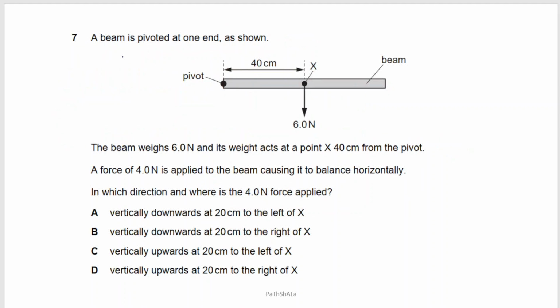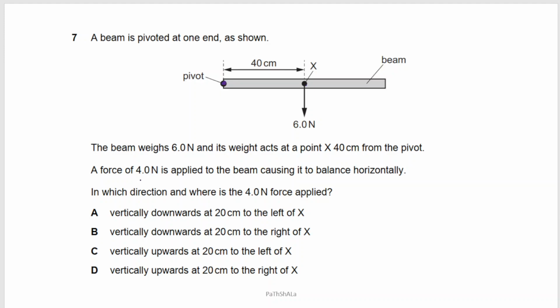Turning effect question. A beam is pivoted at one end. The weight is acting 6 Newton downwards. The beam weight of 6 Newton is acting downwards at a distance of 40 centimeter from the pivot. Now we have to calculate in which direction and where the 4 Newton force is applied.